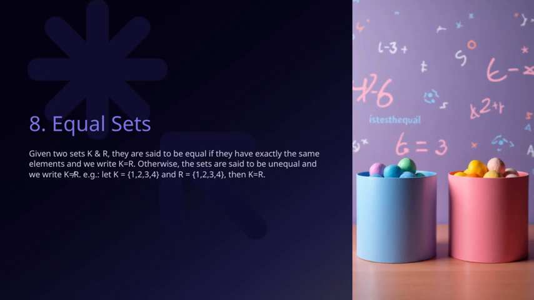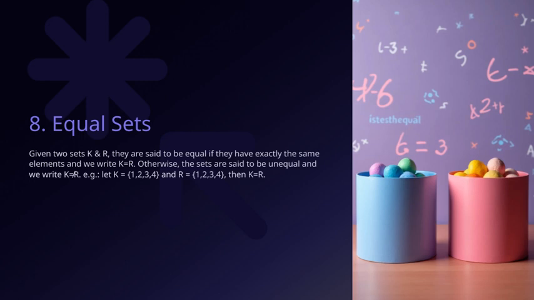Let's talk about when two sets are considered equal. So, given two sets, K and R, we say they are equal if they have exactly the same elements. That means every element in K must be in R, and every element in R must be in K. If that's the case, we write K equals R. On the other hand, if they don't have the same elements, maybe one has something the other doesn't, they are considered unequal, and we write K not equal to R.